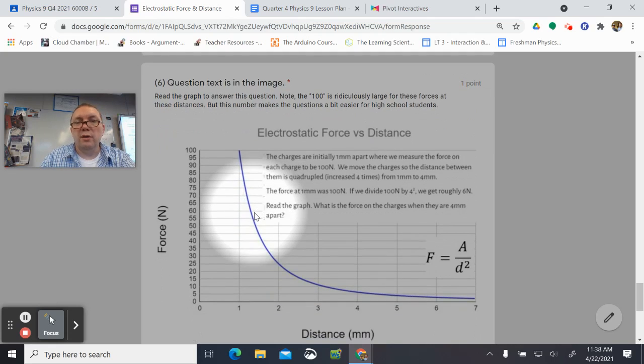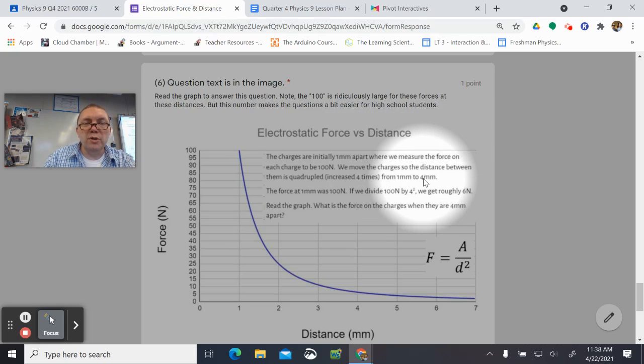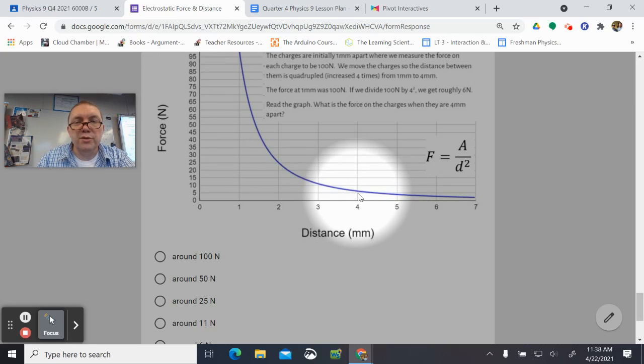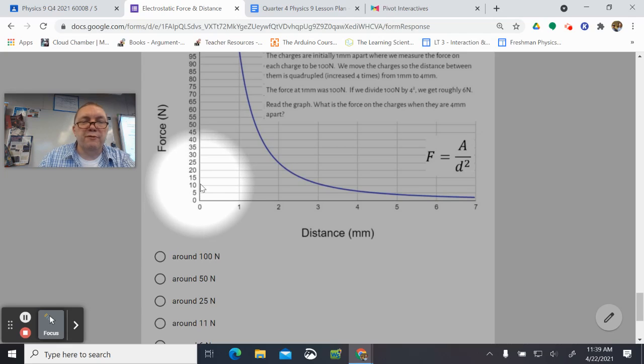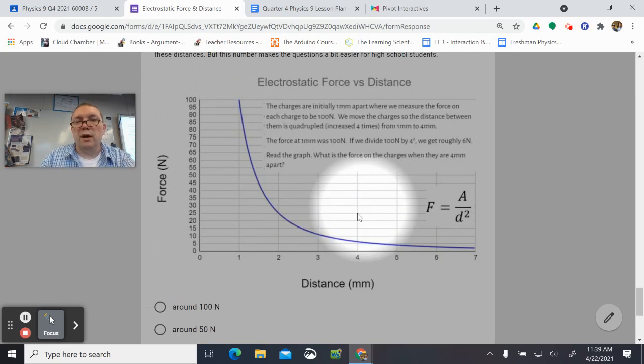And then here we're on to a spot where, now I think we move to 4. Yeah, so the charges are initially 1. We move them to 4 millimeters away. So read the graph. What's the force when they're 4 millimeters away? Well, at 4 millimeters, it's between these two lines. So at 4 millimeters, it's between 5 and 10 newtons, which is 6, right? 4 is less than 5. So there we have it.